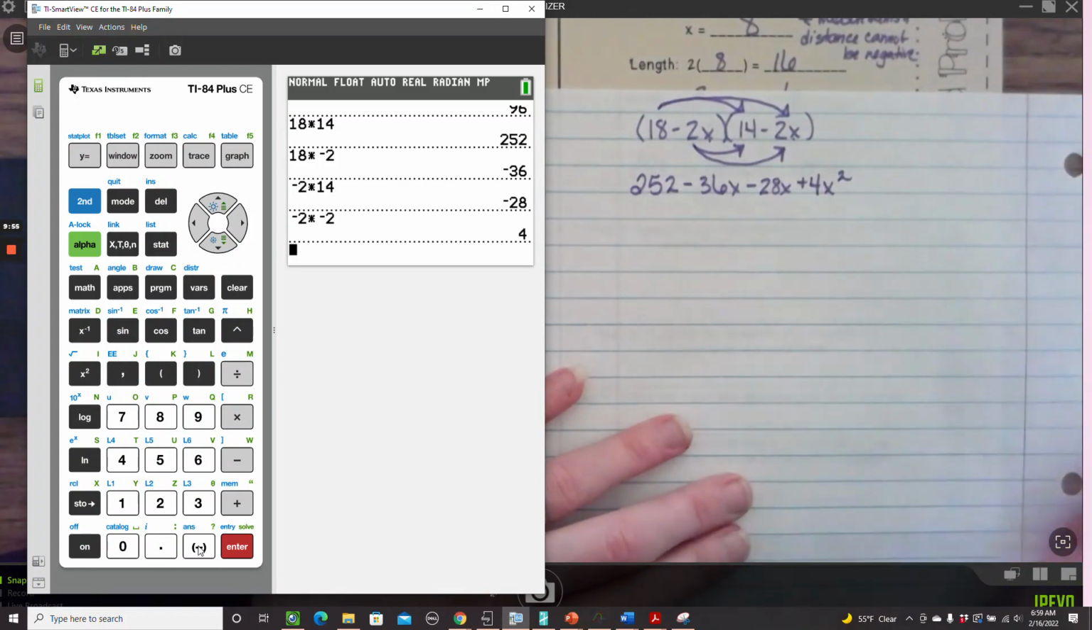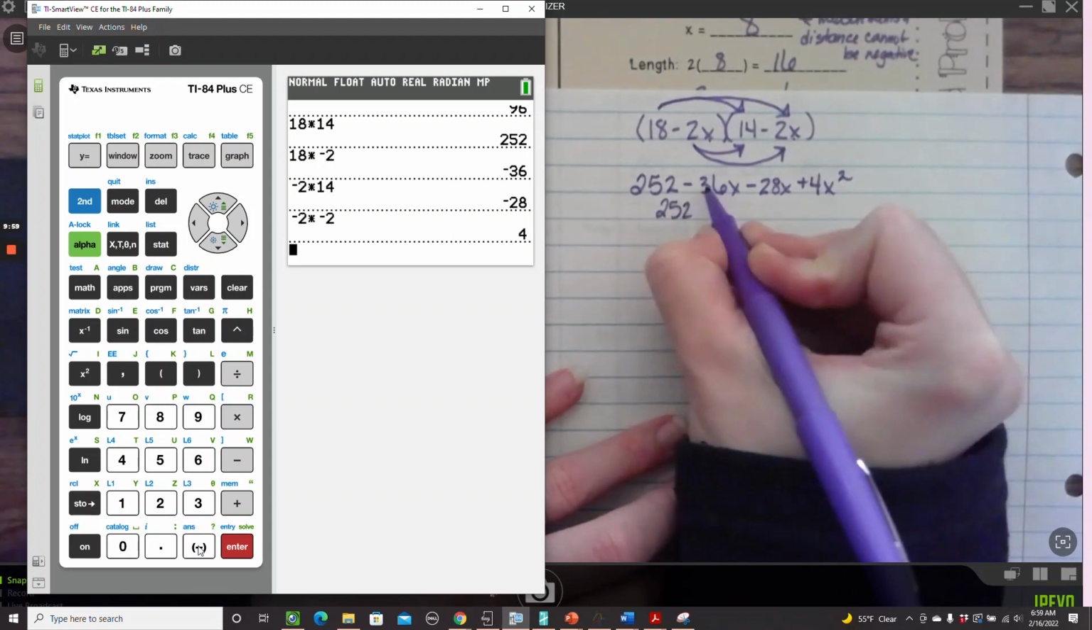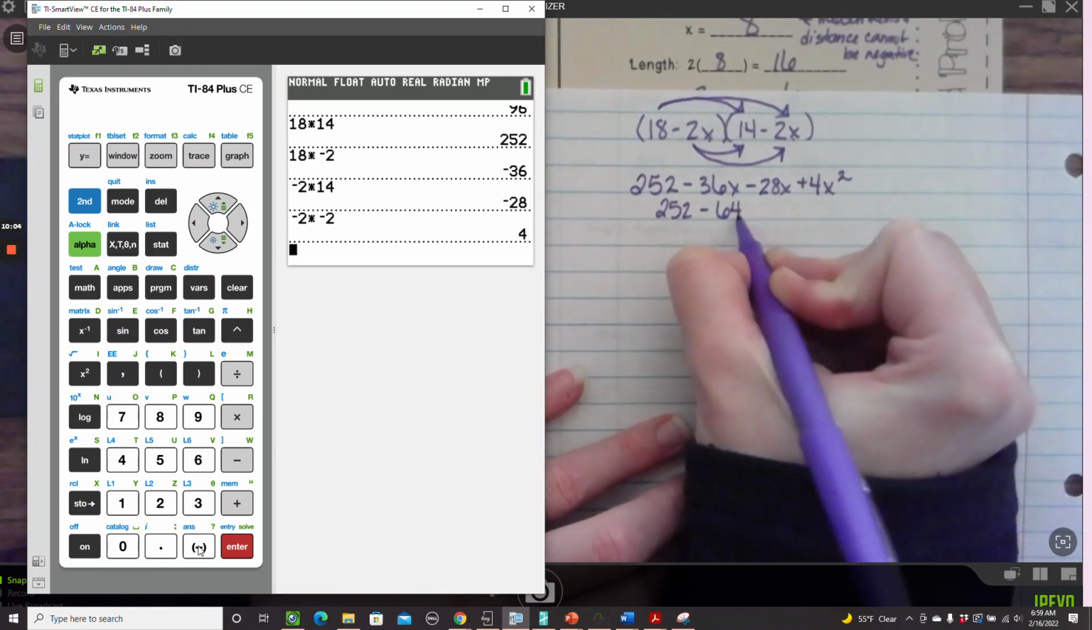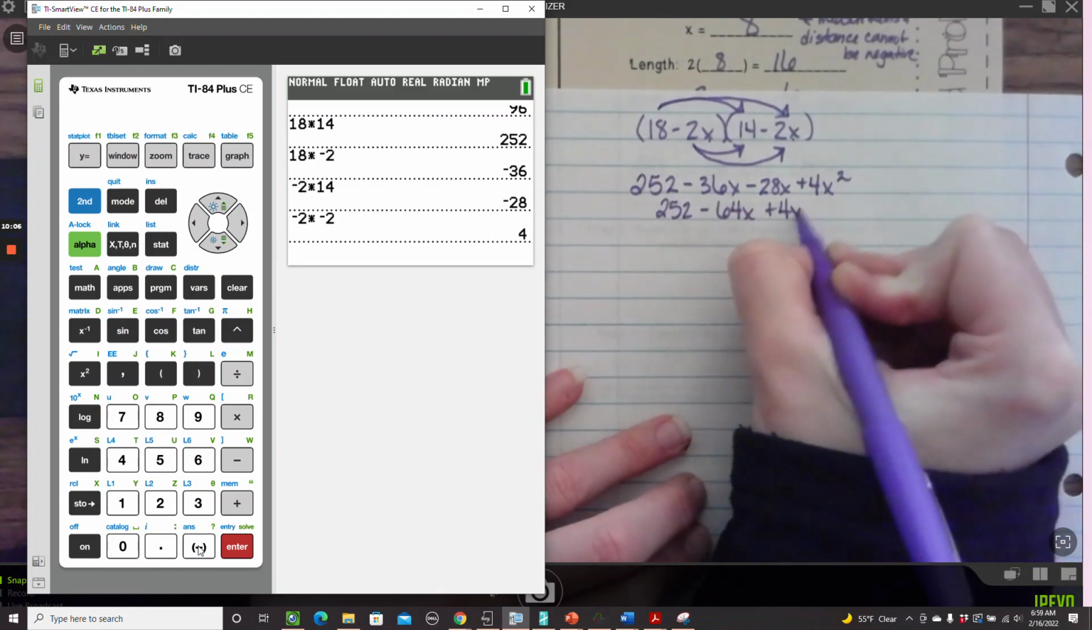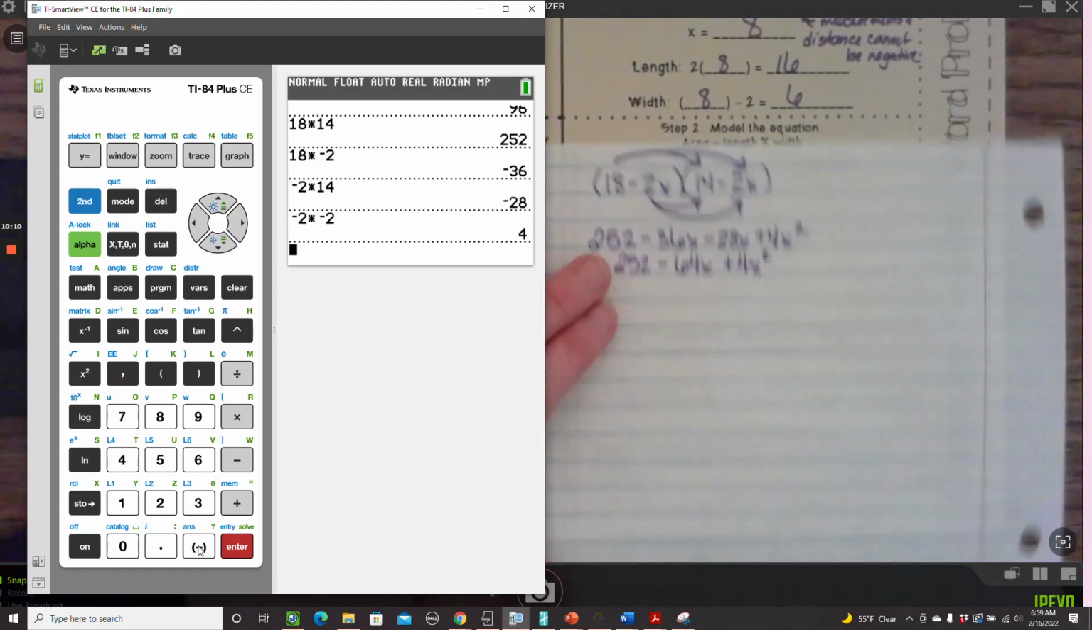So if I simplify this down here, I've got 252. Negative 36x plus negative 28x is negative 64x plus 4x squared. I'm going to just flip the pieces around, okay?